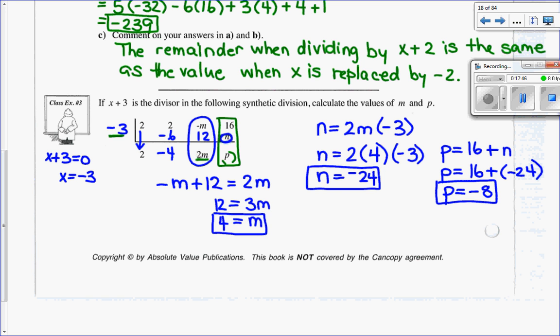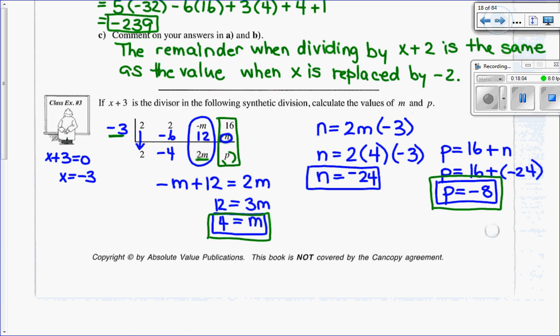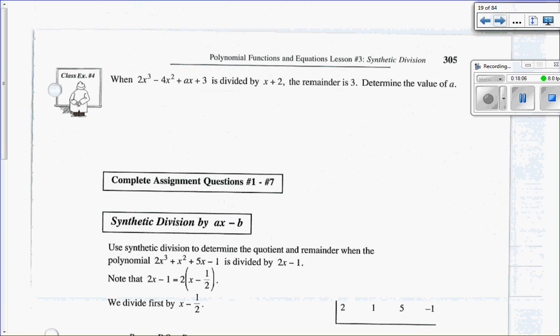So I have figured out what my m and what my p are. I had to figure out n to make that happen, but it just asked me to tell what m and p are. All right, flip over the page. We'll have a look at class example number 4.